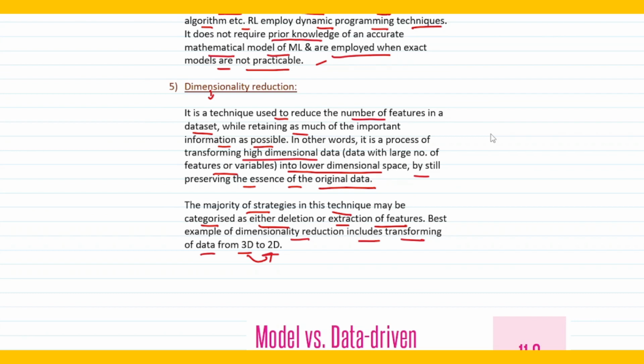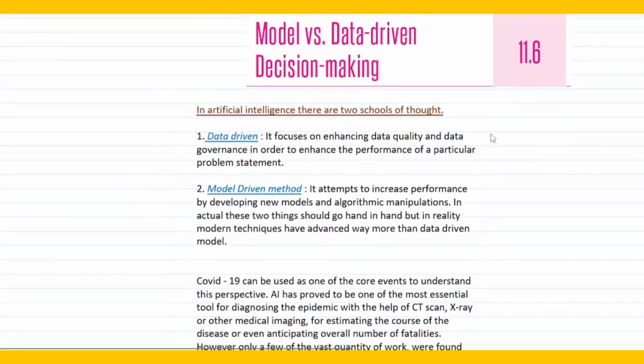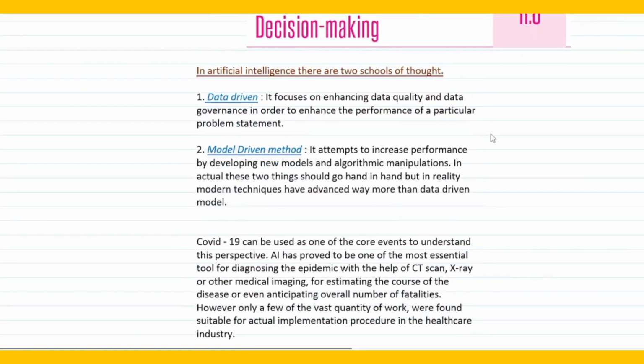With this, we finish one of the biggest chapters of business data analytics, that is 11.5. Now we move on to the next one, which is 11.6. This chapter on the whole is a very small chapter. There are a couple of points that you need to know. We'll just run through it.